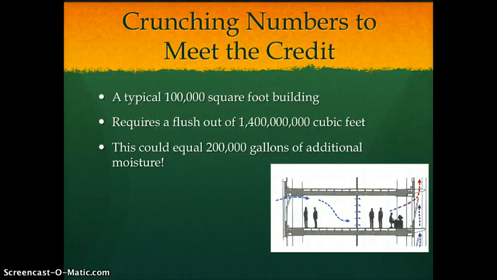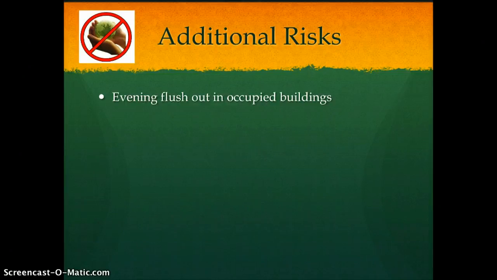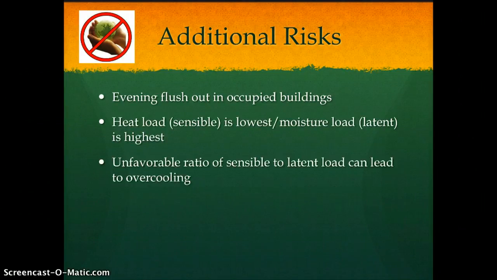concrete, paint drying, etc. One of the additional risks with conducting building flushout, especially in an occupied building, is that it is usually done in the evening when the heat load is the lowest and the moisture load is the highest. This can result in even greater relative humidity levels in the building because the unfavorable ratio of sensible to latent load can cause overcooling of the building, resulting in flash condensation.